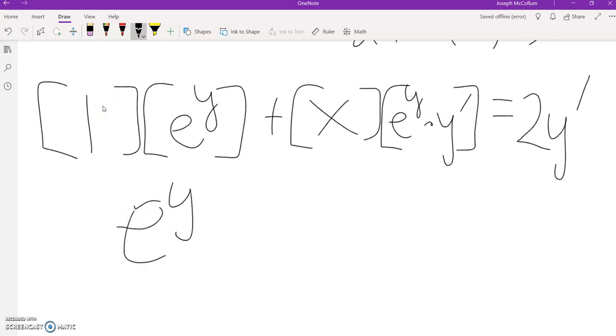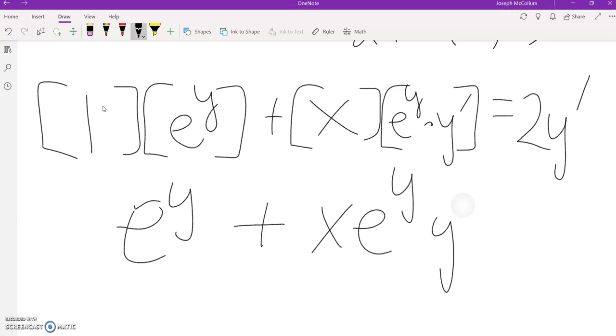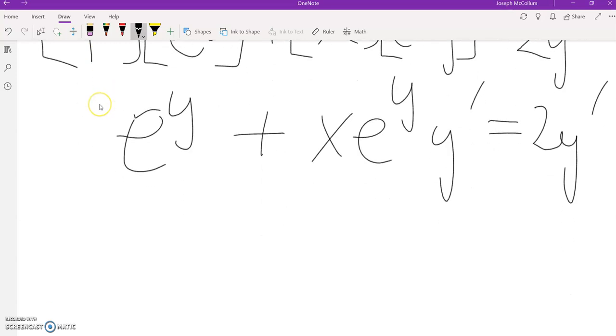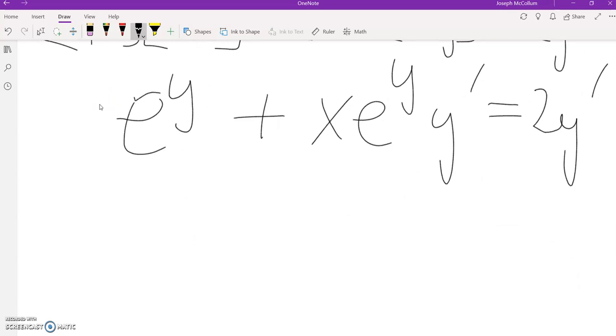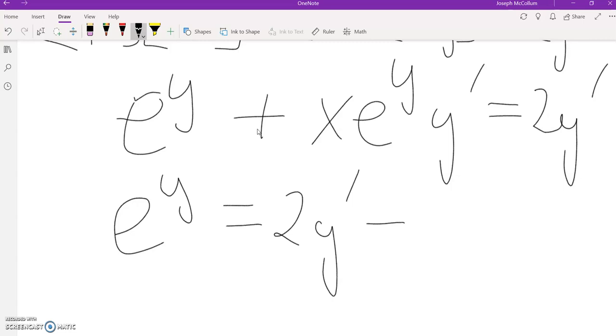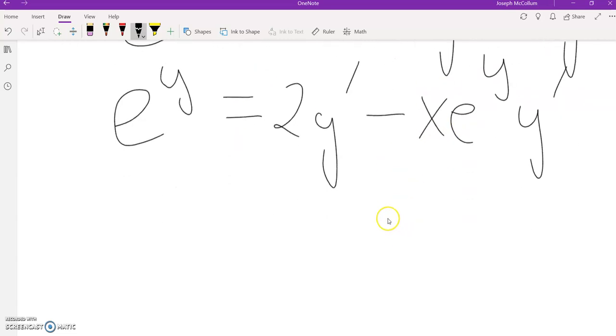Left-hand term simplifies pretty easily. The right-hand term, same thing. I just put them all together. Now in this, I see I have a y prime on two opposite sides. So I'm going to try to get the y primes on the same side by moving this term over to the right by subtraction. So I leave the e to the y this time by itself, and I move the x e to the y y prime by subtraction, because how do you get rid of a plus? The opposite operation would be a minus, and there you have it. Now both of these terms have a y prime.